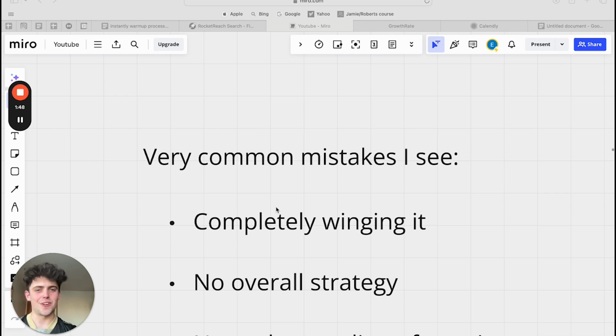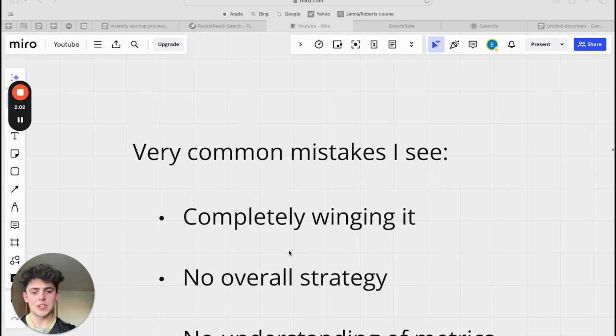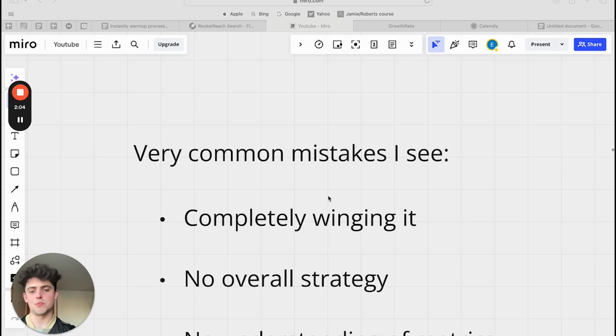I somewhat got lucky in the sense that I had good connections and I had access to good information, which taught me some good methods to use. But hopefully I'm going to explain the foundations and the thinking or the theory behind that today. No overall strategy. So again, plays into the completely winging it thing.